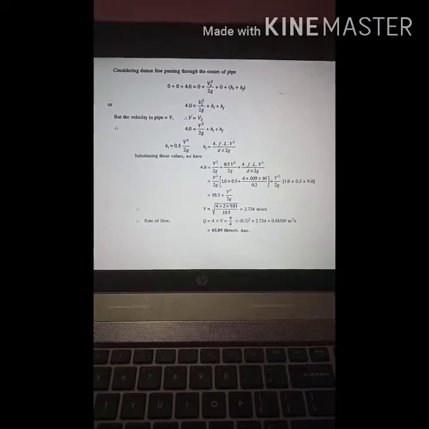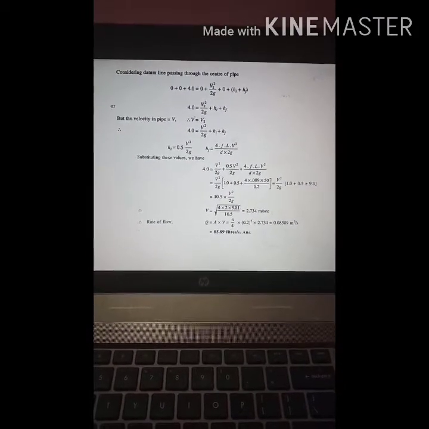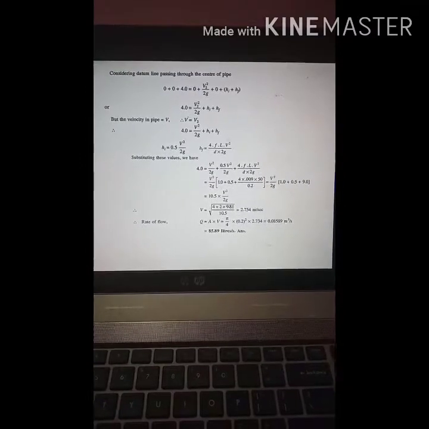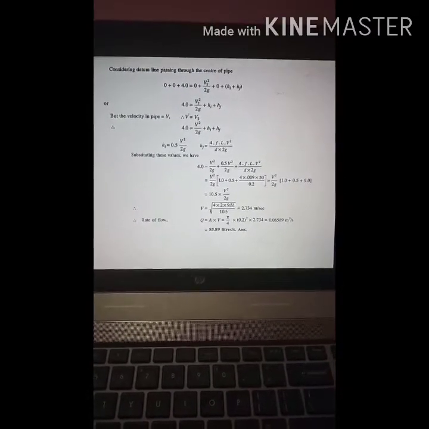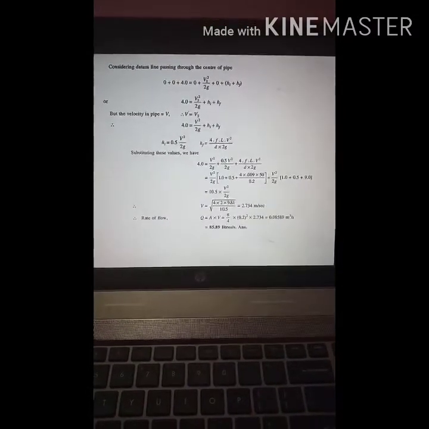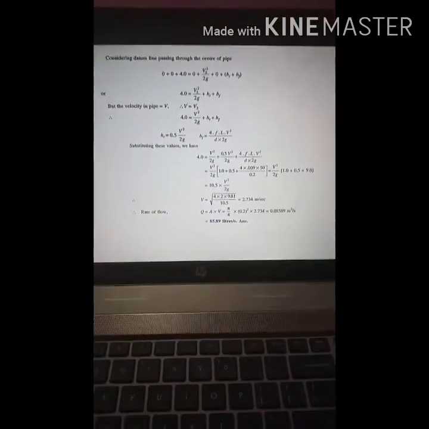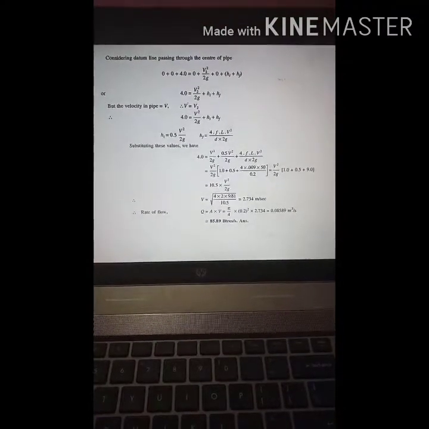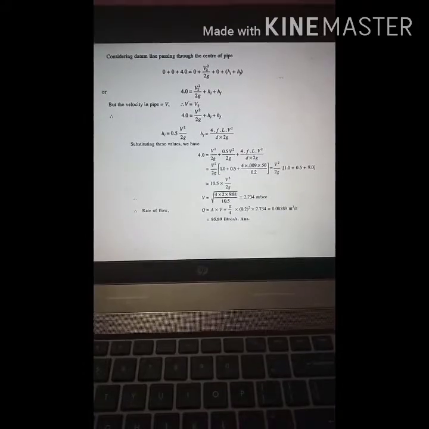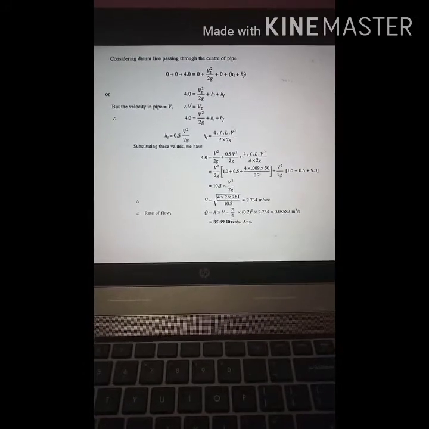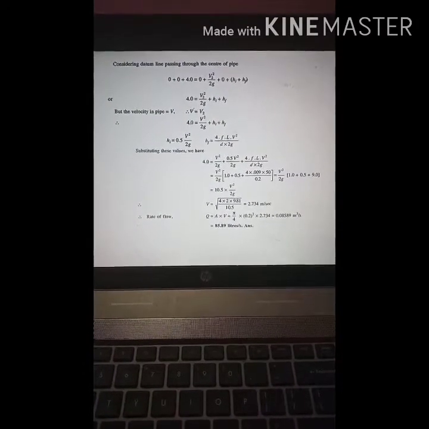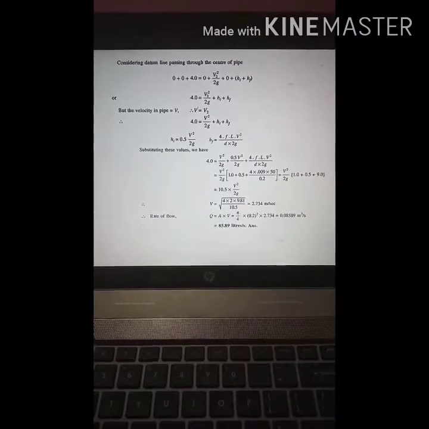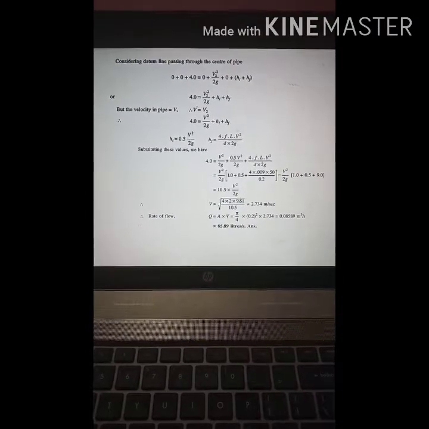HI is the entrance loss, 0.5 V square by 2g. HF is the loss of head due to friction, which is given by the Darcy-Weisbach equation, 4FL V square by 2gD. So 4 is equal to V square by 2g, inside the bracket 1 plus 0.5 plus 4 into 0.009 into 50 upon 0.2. If you do the calculations, you will get the velocity as 2.734 meter per second.